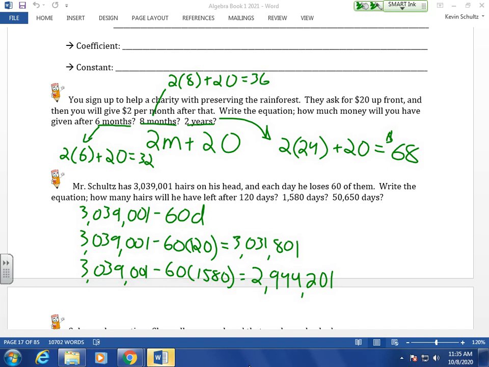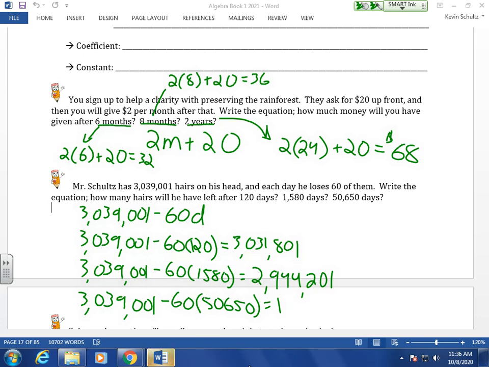Okay, and then how about 50,650 days? Start with 3,039,001. I lose 60 of them per day for a lot of days. How many hairs do I have remaining, Quinn? One. Just one. I sure hope it's long, though, so I can curl it around, wrap it around, comb over back and forth.